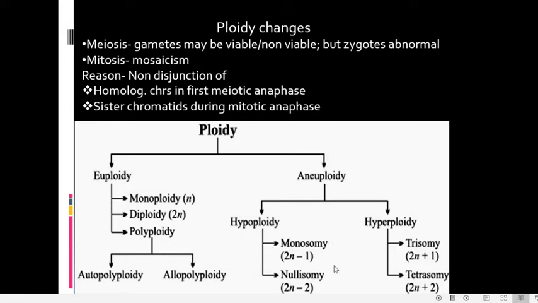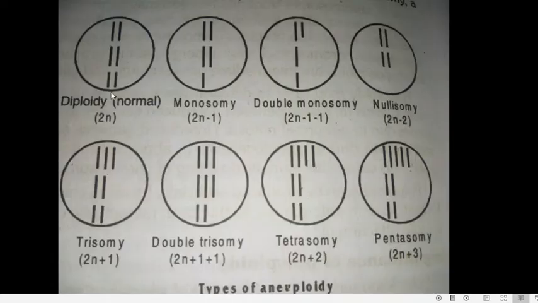But the entire chromosome set will not be lost or gained. There will be loss or gain of either individual chromosomes or pairs of chromosomes. Then a similar condition is hyperploidy, where there will be a gain of chromosomes, either a single chromosome or a pair of chromosomes. Then that condition is called hyperploidy. If one chromosome is gained, then it is called trisomy. If 2 are gained, it is called tetrasomy.